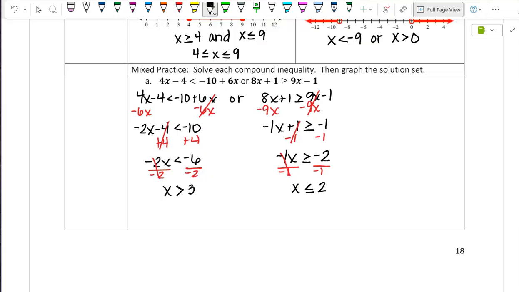Again, this is an or problem, so they should be going in opposite directions from each other. And then we have to graph that.